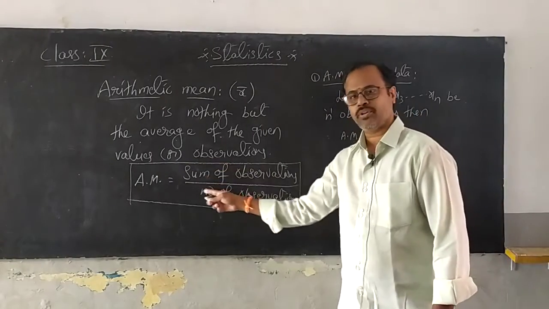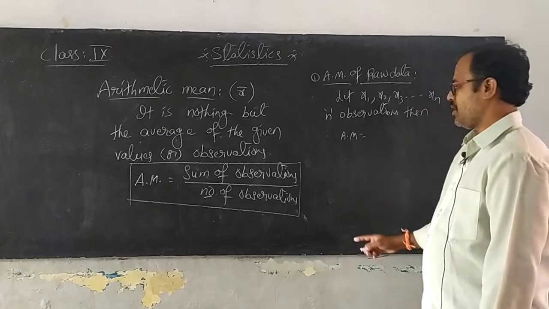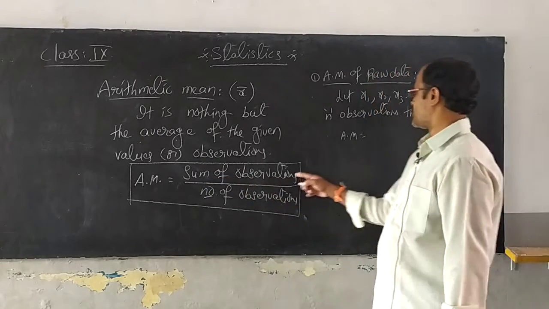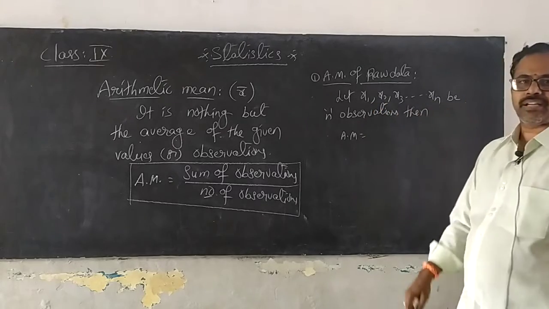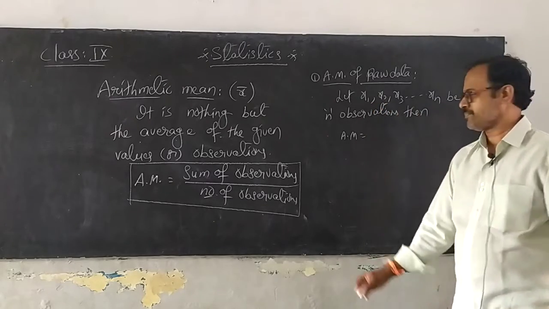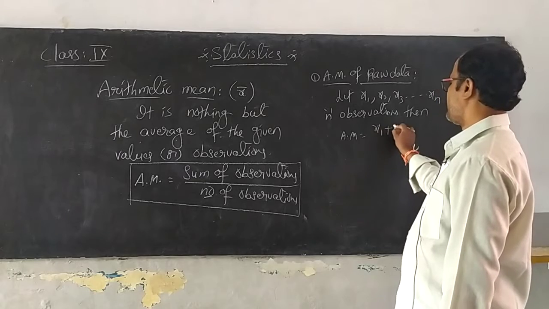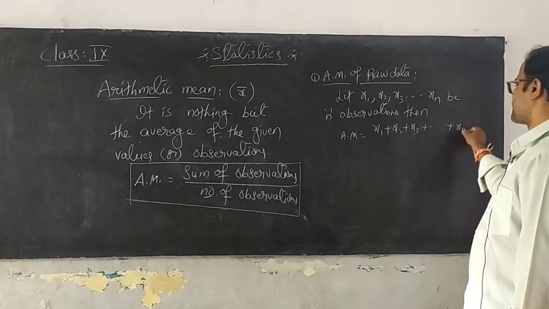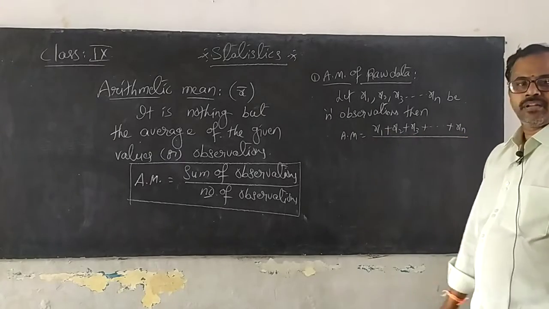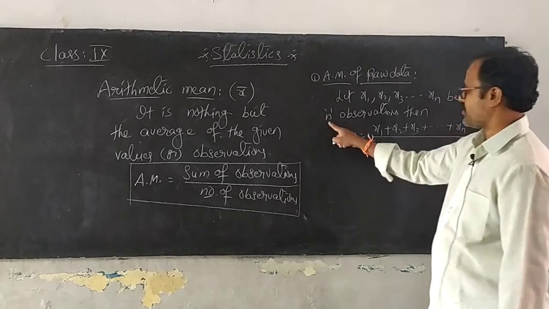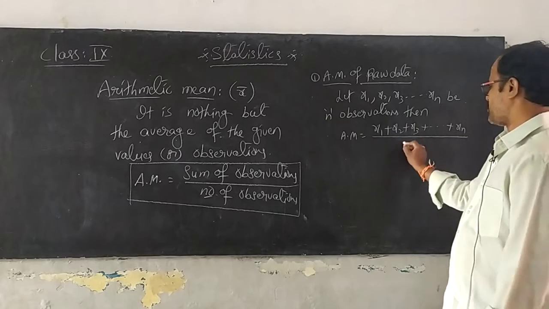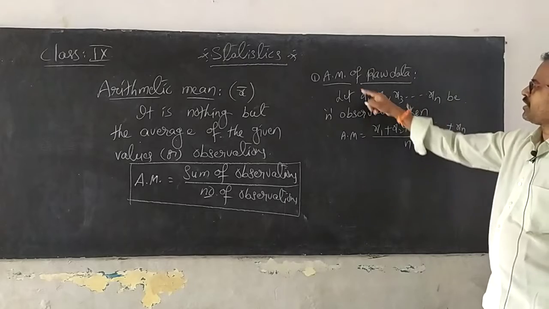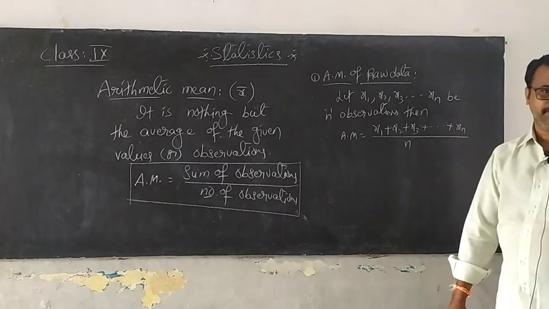Sum means what do you do? Yes, very good. Plus. Whom you are adding here? Observations. So what are the observations we have taken here? x1, x2, x3 so on xn. So we are going to add them: x1 plus x2 plus x3 plus so on plus xn upon the number of observations. How many observations are there? N observations. Very good, Nana. So this is your formula for the AM of raw data.